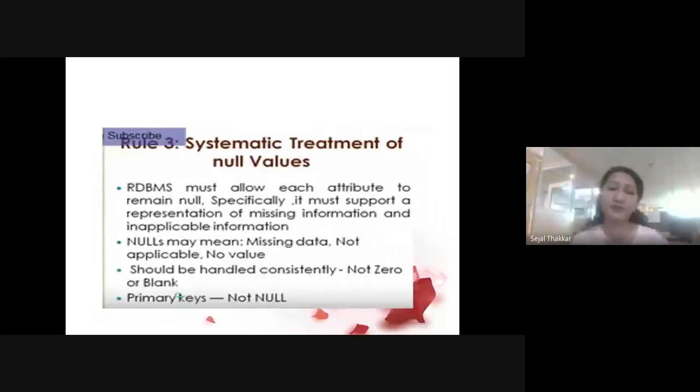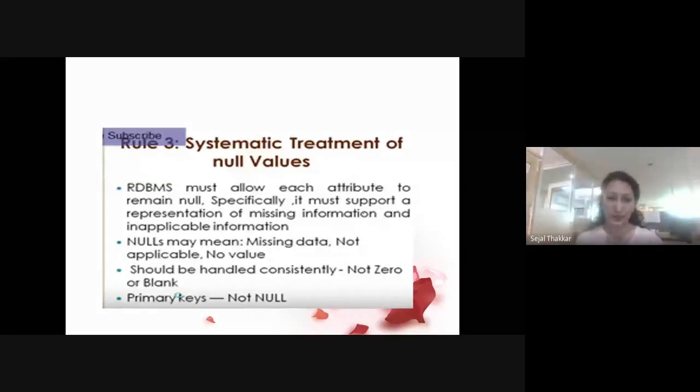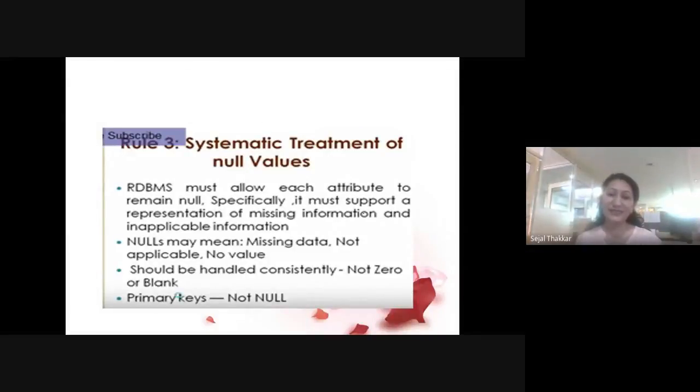Systematic treatment of null values. The relational model allows each attribute to remain null. Specifically, it must support a representation of missing information and inapplicable information. Null means missing data, not applicable data, or no value. It should be handled consistently, not as zero or blank. Primary keys cannot be null.